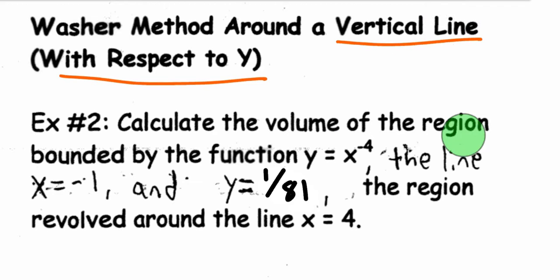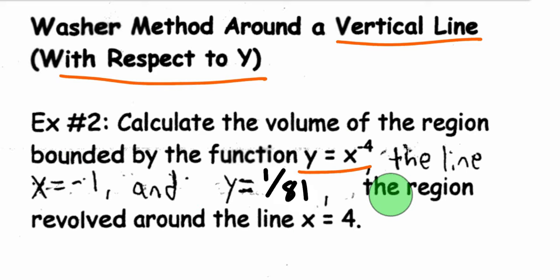It says calculate the volume of the region bounded by the function y equals x to the negative 4. So right off the bat, you can see that y equals x to the negative 4 needs to be converted, basically, you're going to get x by itself. Then we have the line x equals negative 1. That one's going to be good to go. X is already by itself, and then we have y equals 1 over 81 as one of our boundaries. This region will be revolved around the line x equals 4.